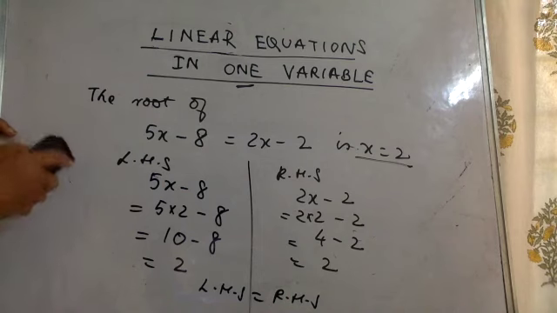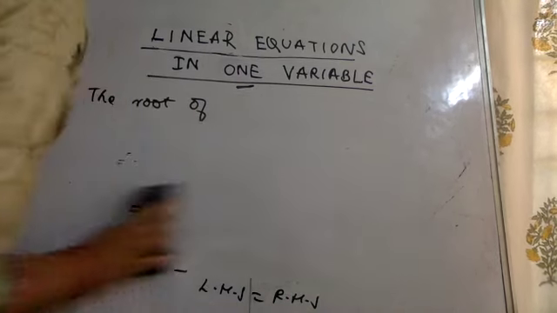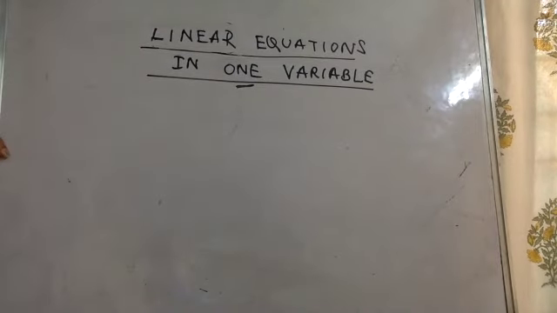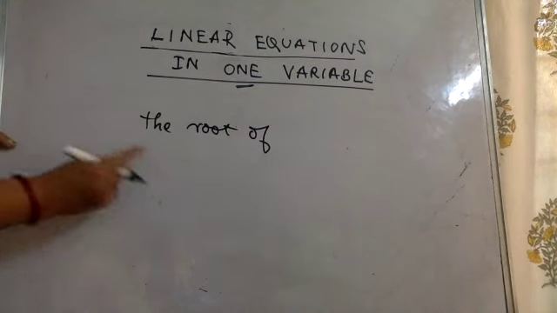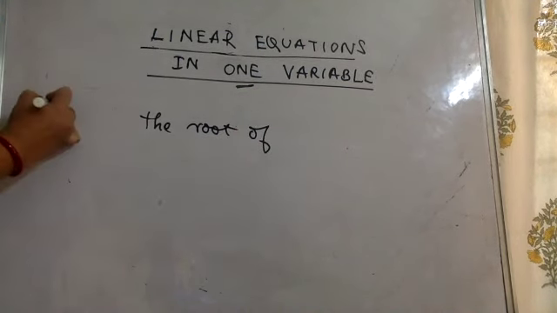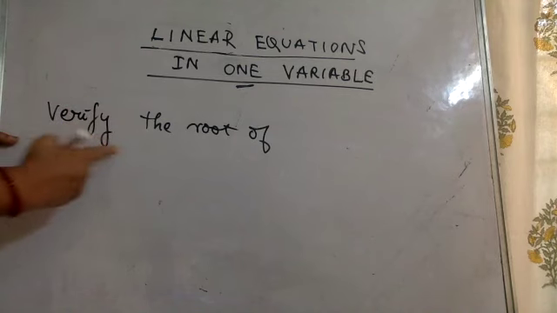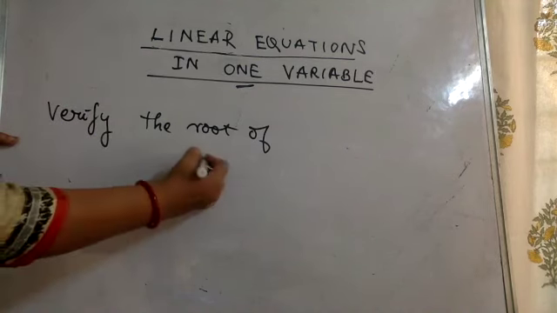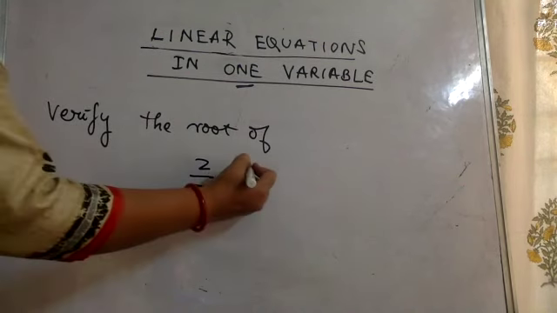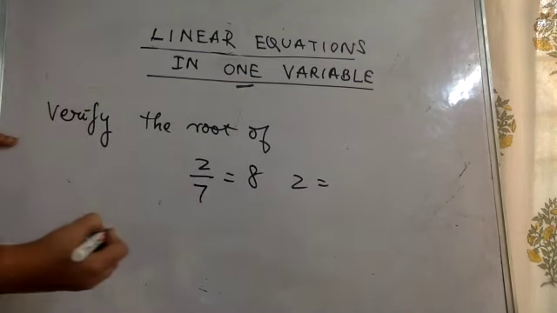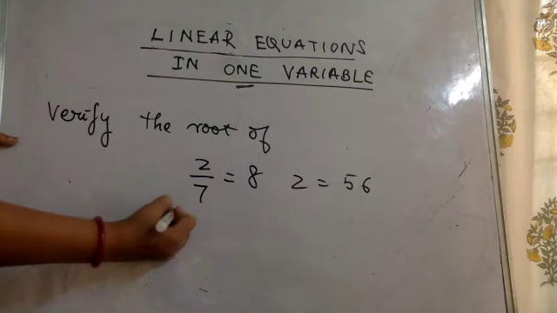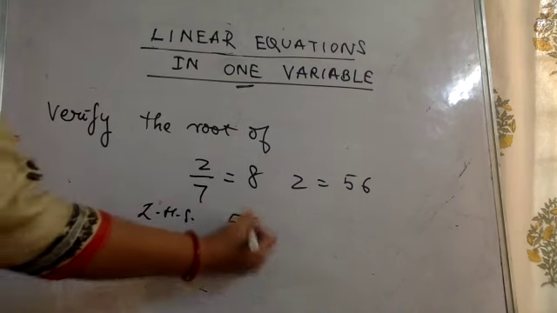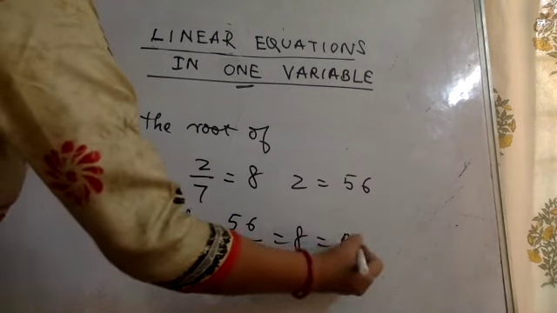Okay, now let us come to another example of this quickly. All these they are asking to verify the root of, okay, I'll write verify if you are confused. Verify the root of z by 7 is equal to 8. Z is equal to 56. Okay, so LHS, left hand side, 56 by 7, that is an 8, which is equal to RHS.